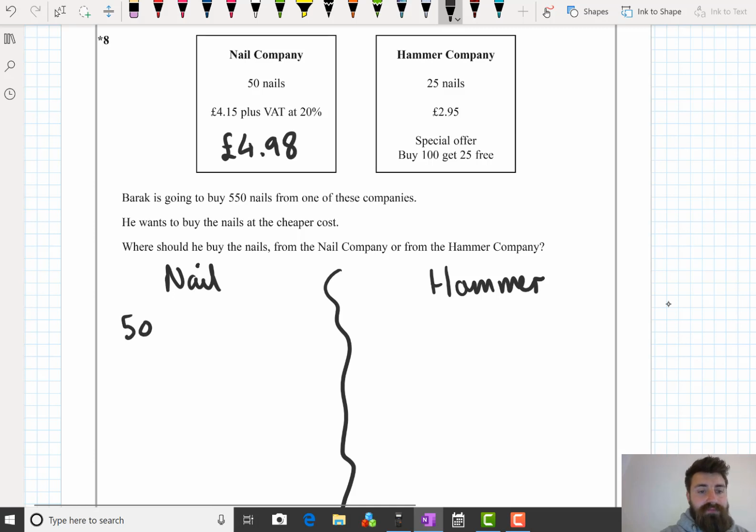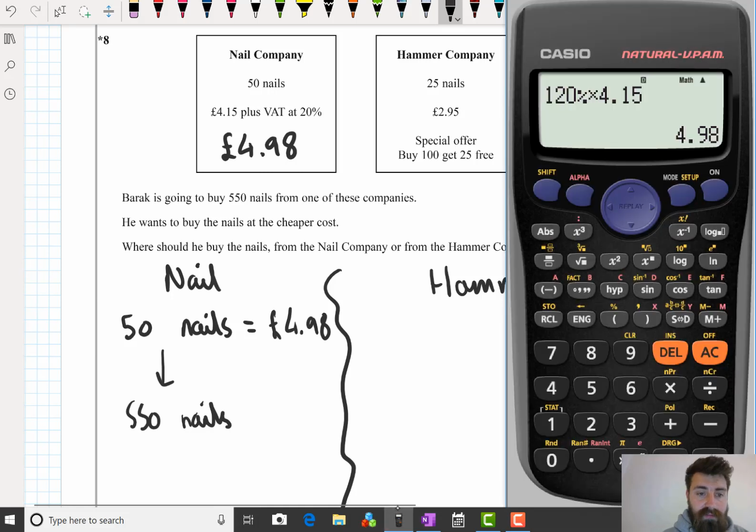50 nails equals £4.98, right? We want to get 550 nails. So we've got to find out what to times 50 by. I'm going to guess it's 11, but what do I know? Oh, it's 11. 11 lots of 50.